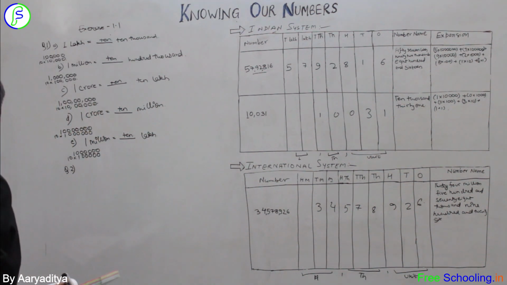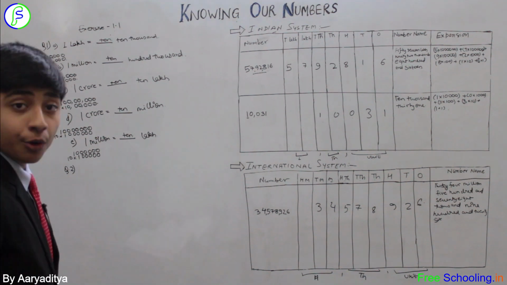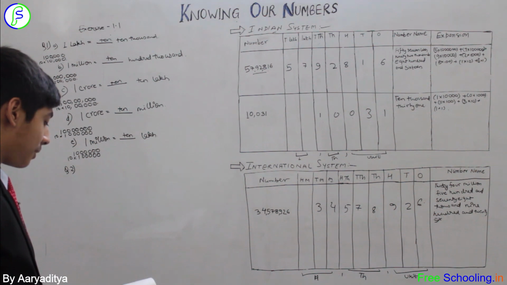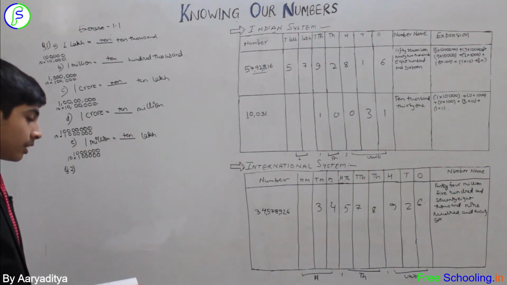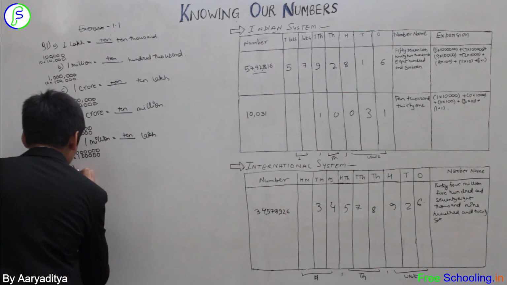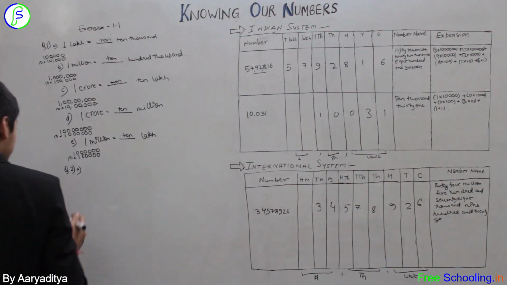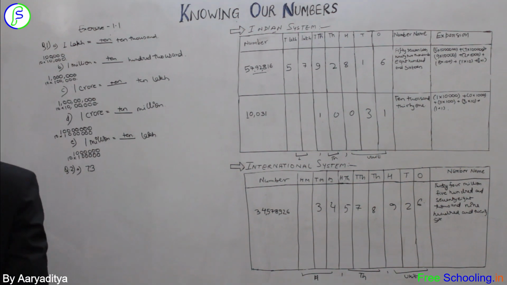Nice. So let us start with question number 2. What does question number 2 say? It says place commas correctly and write the numerals. A part, let us start with the A part. A part is 73 lakh. Let me start writing. 73 lakh.